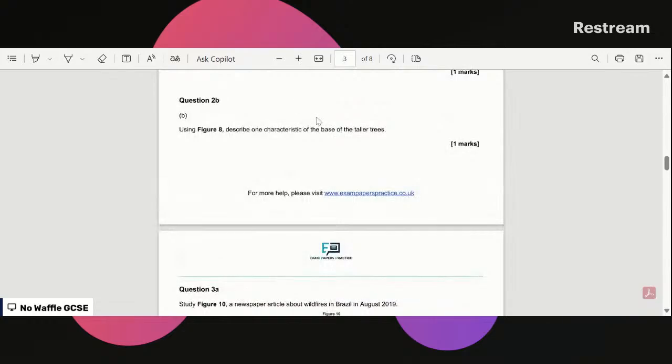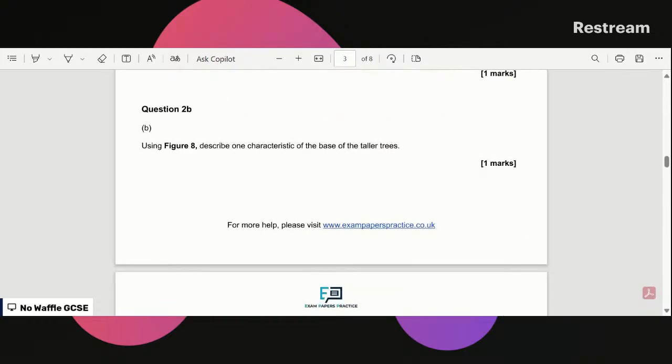Describe one characteristic of the base of the taller trees. This actually came up in the exam I think last year. So what characteristic of the base of the taller trees? What would you say?